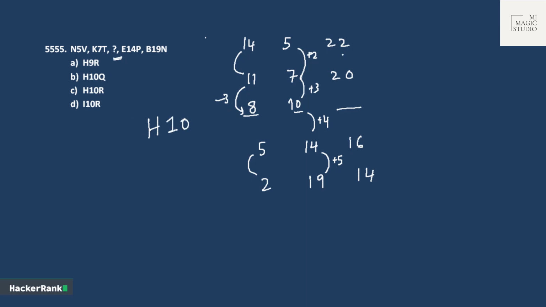H10 is in 2 options. 22, 20, minus 2. And here we have again minus 2. So I'm going to do minus 2 again. Looking out for the 18th one. 18th one in the sequence is R. It should be H10R. Option C.